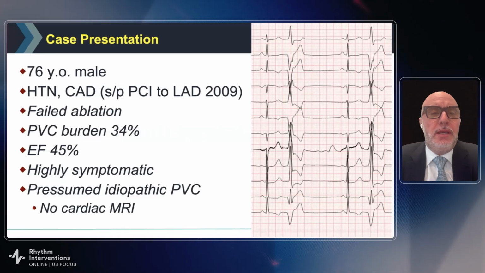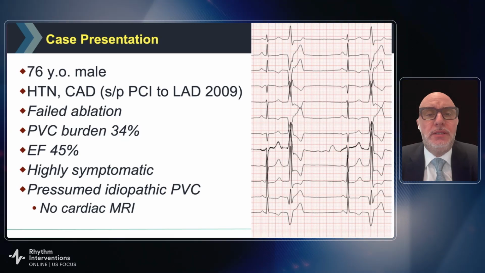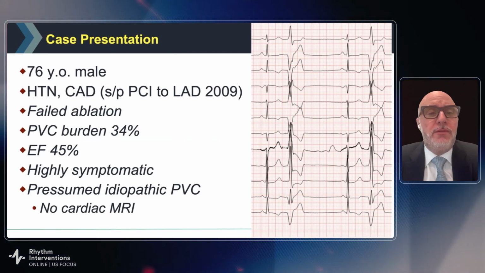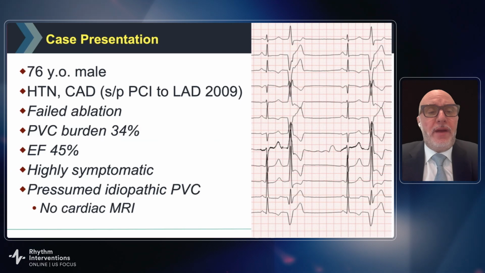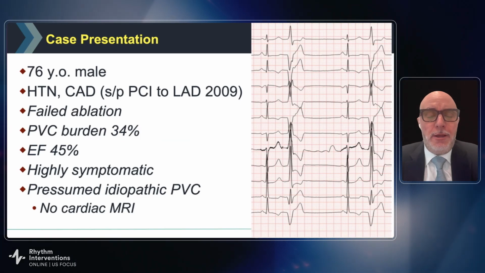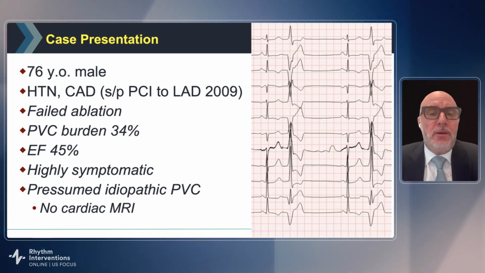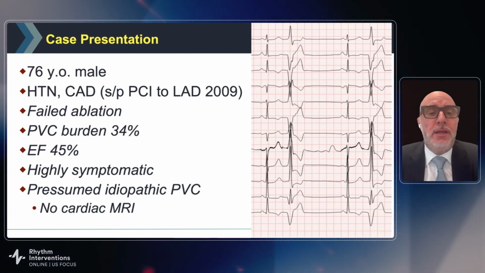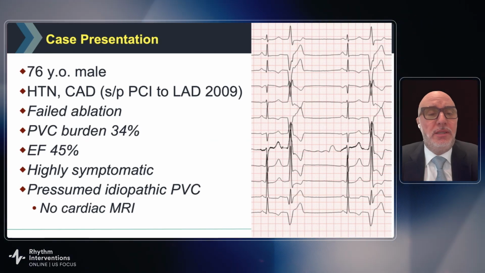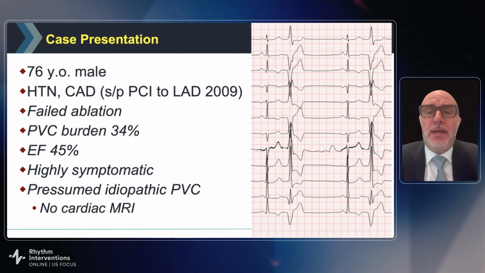My case is a 76-year-old male with a history of high blood pressure and coronary disease, with an old stent to the mid-LAD. He was referred to us for a second ablation of highly symptomatic PVCs, with mild left ventricular dysfunction and a high burden of PVCs. The case was hypothesized to be an idiopathic PVC, and the 45% ejection fraction was supposed to be a mild component of PVC-mediated cardiomyopathy. As such, the patient was referred and did not undergo a cardiac MRI.